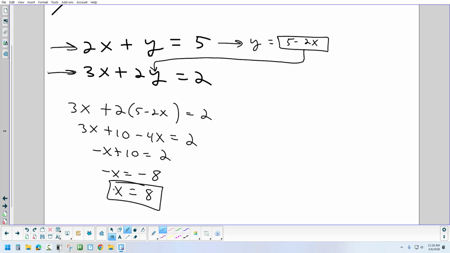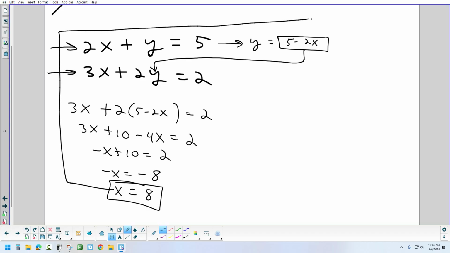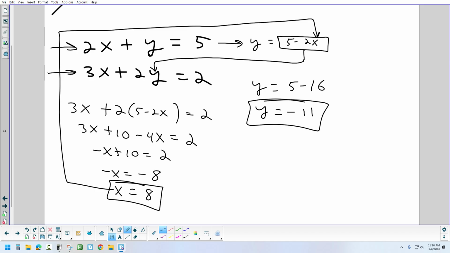I would fill it back in here. Then the y is already by itself. You don't have to do that part again, and we get y directly. So y equals 5 minus 16. That's negative 11. You can write that as a coordinate if you want. You could do 8 comma negative 11. But I think it's going to be set up on the test where you have a box for x and then a box for y, and you put a separate number in each box.